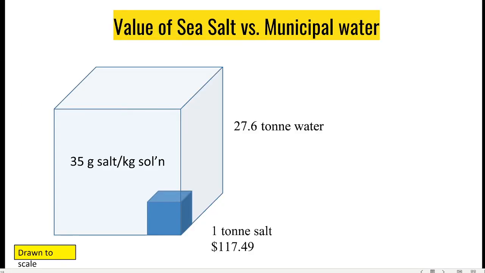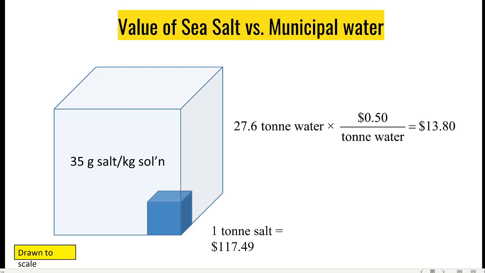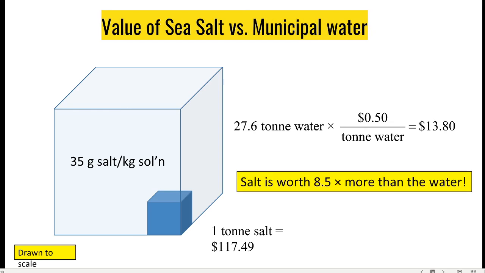And if we compare this, this graph is drawn to scale. So if we compare the composition of sea salt being 35 grams of salt per kilogram of solution, we're estimating that with 1 ton of salt, there will be 30 tons of water provided within that ton of salt. And if we do sell this water for 50 cents per ton of water, it will give us $13.80. And if we compare the prices, we see that salt is worth almost 8.5 times more than water. And this makes us question: are we in the salt business, or are we in the water business?